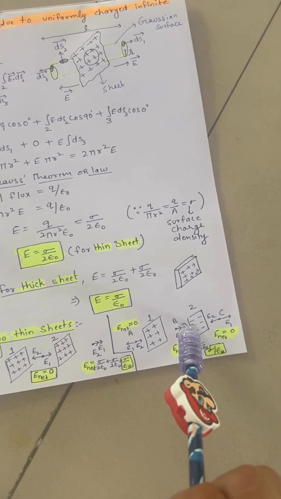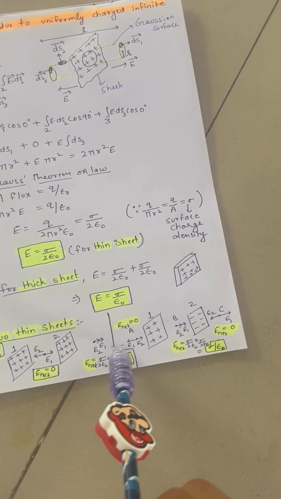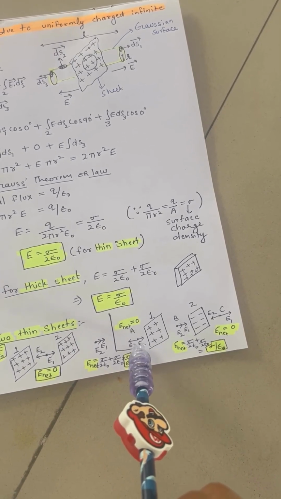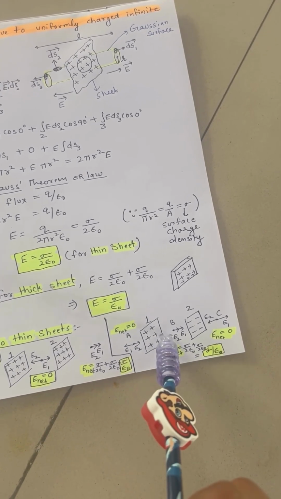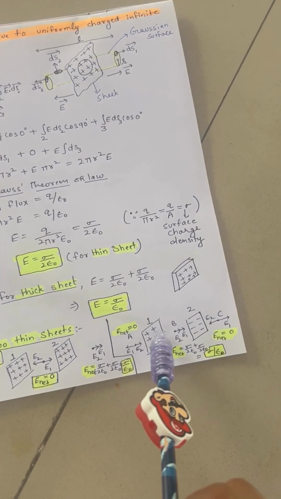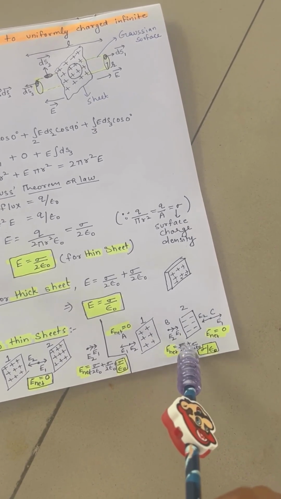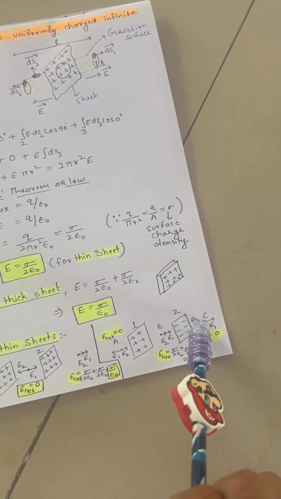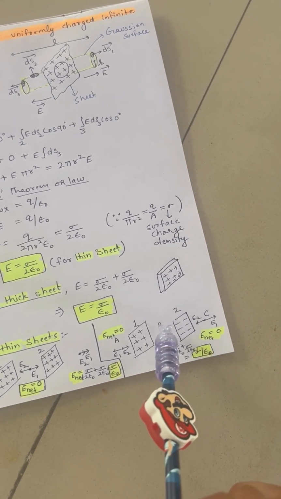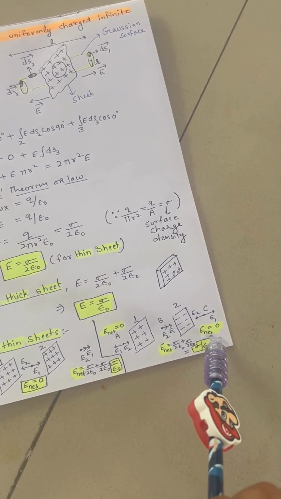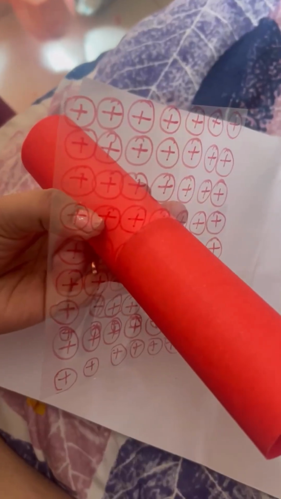Now if one is positive and one is negative, then at the left the net electric field will be 0 because both are anti-parallel fields. In the middle, both fields are added because both are parallel fields, and the magnitude will be sigma upon epsilon naught. And at the right, both the fields are in opposite directions, that is why the net field is 0. And this is the condition of a capacitor as well, which we'll study later.